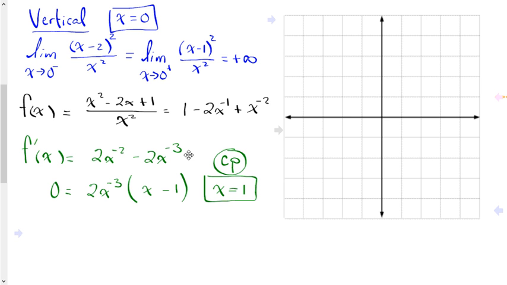Here I have the first derivative, set it equal to 0. I use that strategy from the beginning of the semester where I'm factoring out the term with the lowest exponent, so the negative 3, and that gives me an x minus 1 factor here. This x to the negative 3 is an x in the denominator, all cubed. That can't make the function 0. Only this x minus 1 can make it 0, so I have one critical point.